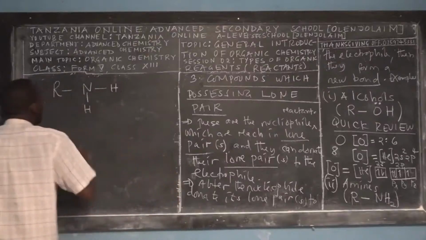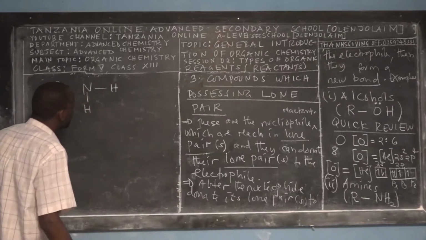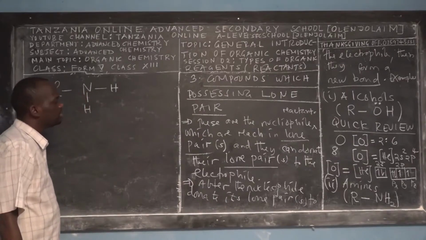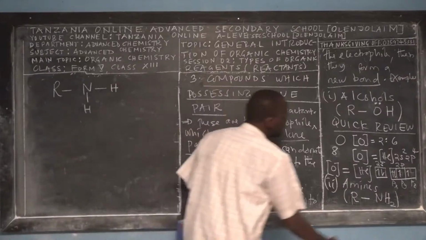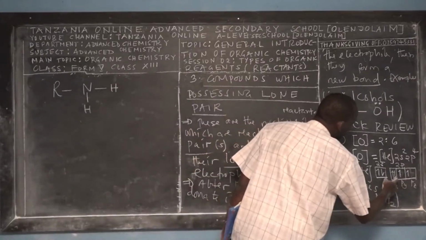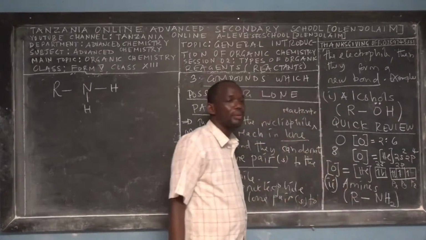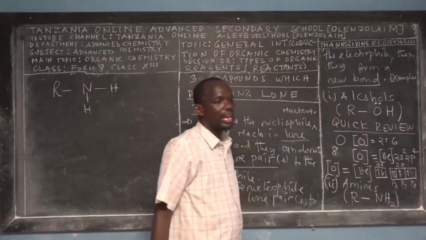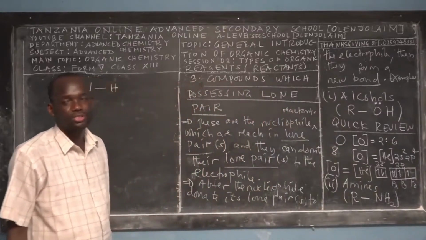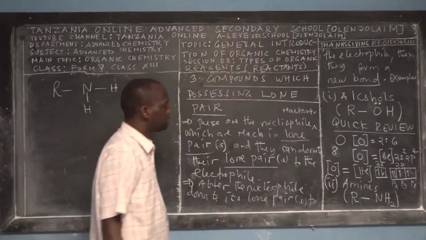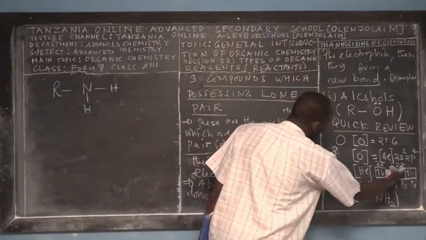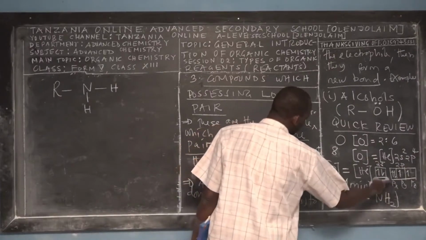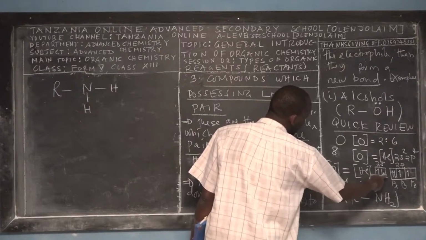Nitrogen itself is an element which contains 7 electrons. If you write the electron configuration of nitrogen, every p orbital is unpaired. These 3 unpaired orbitals are the ones that participate in the formation of covalent bonds. But in nitrogen, these 2 electrons are valence electrons.